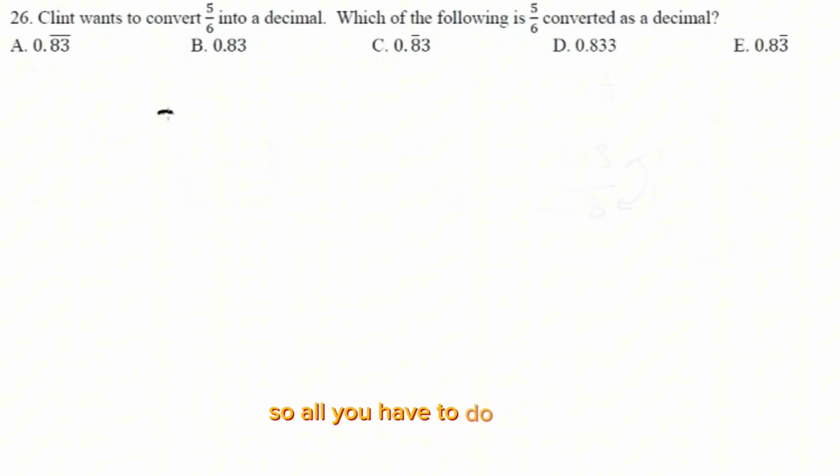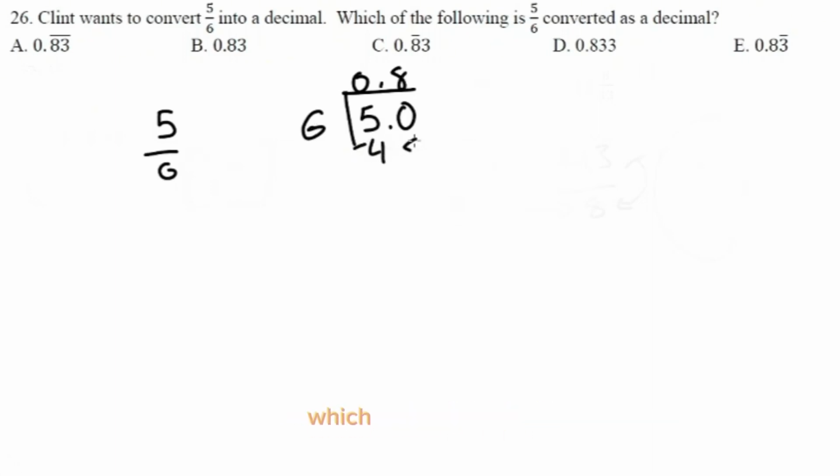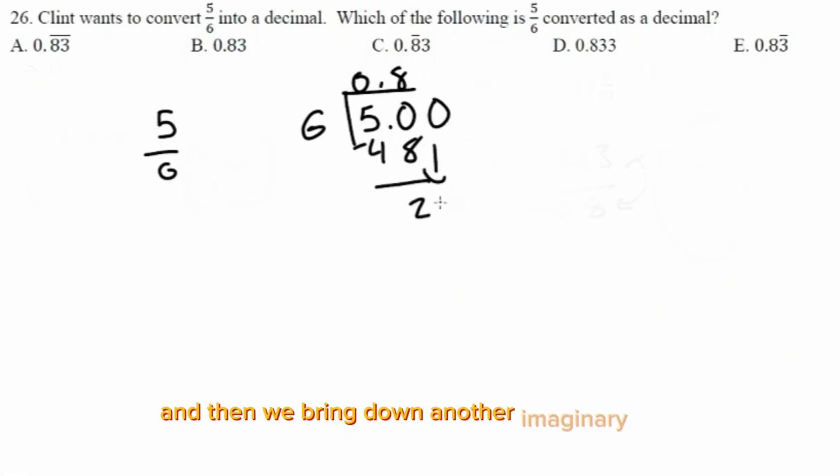Alright, so all you have to do is 5 divided by 6. So we can quickly do that. So 5, 6. So 6 obviously doesn't go into 5, so we can just put a 0. Next, we go into the invisible numbers, so that's just the point zeros. These have no value, but you have to do them to do the division. So 6 can go 8 times into 5.0, because that can be looked at as 50. So 8 times 6 is 48, which is less than 50. So we can subtract and get 2, and then we bring down another imaginary 0.